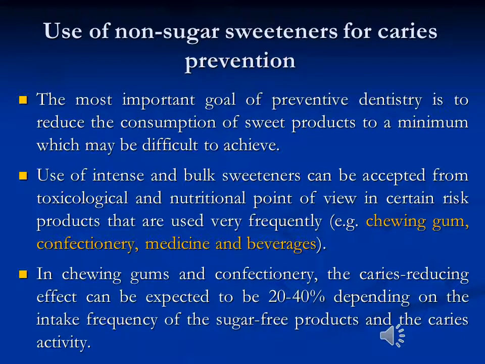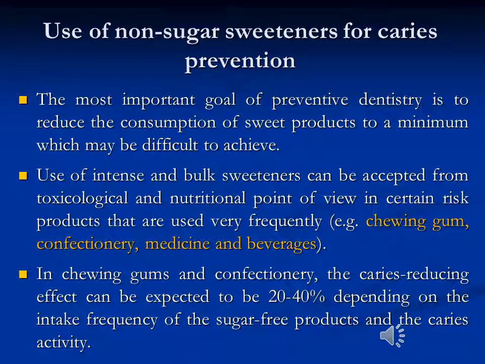So what are the recommendations for using the sugar substitutes or non-sugar sweeteners in caries prevention? The most important goal of preventive dentistry to prevent dental caries is to reduce the consumption of sweet products to a minimum, which may be difficult to achieve. Why? Because it's very difficult to change people's behavior or what they are used to eating. Using non-sugar sweeteners can be a substitute for these persons to reduce the amount of sugar consumption.